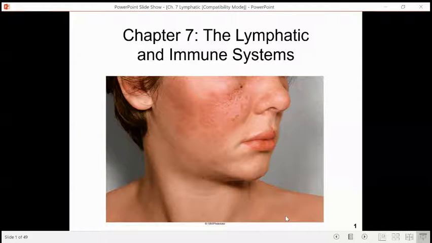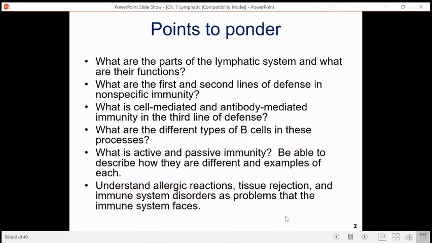In Chapter 7, we're going to work on the lymphatic system and trying to understand how the immune system functions. The key points to ponder are looking at the parts of the lymphatic system and its functions, the first and second lines of defense in non-specific immunity, cell-mediated and antibody-mediated immunity in the third line of defense.